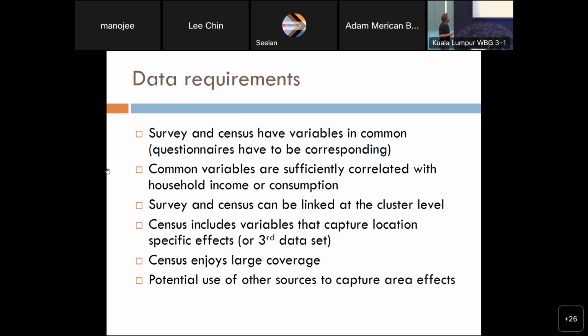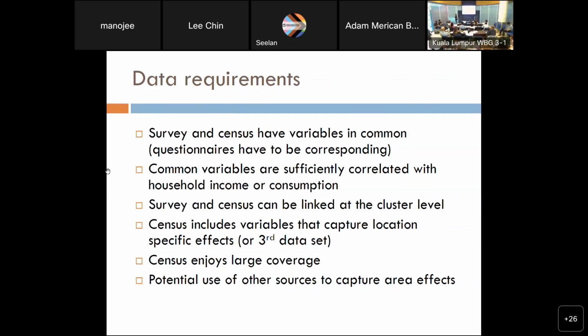So what are the data requirements? Well, I mentioned you need a survey and a population census. You need to make sure that those two data sets have a rich enough set of variables in common that are sufficiently, highly correlated with household income and consumption. Ideally, you want your survey and your census to be linked at some fine geographic level, because that would also allow you to bring in location variables as part of your model.